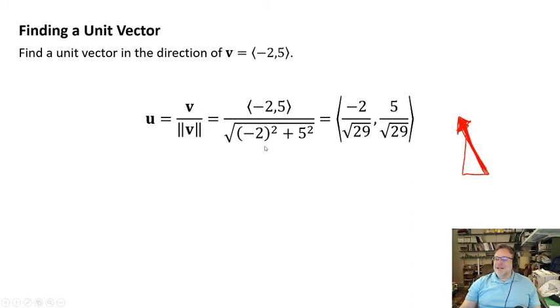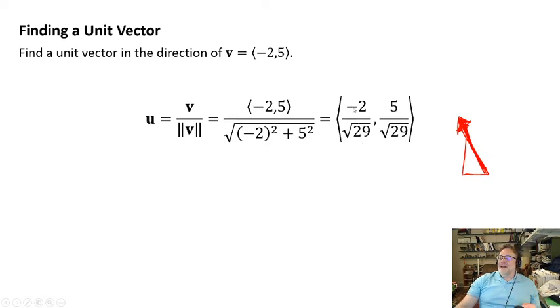-2 squared, that's 4. 5 squared is 25. 25 plus 4 is 29. Its magnitude is the square root of 29. So what we get here is -2 over the square root of 29, 5 over the square root of 29. You probably should rationalize the denominator here. I didn't do that, but I probably should have.